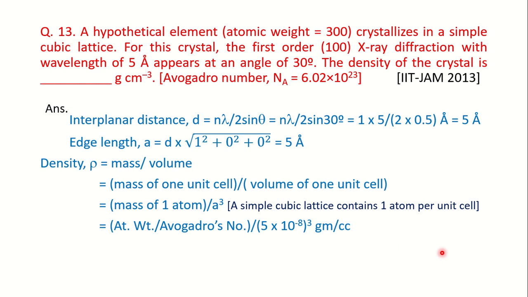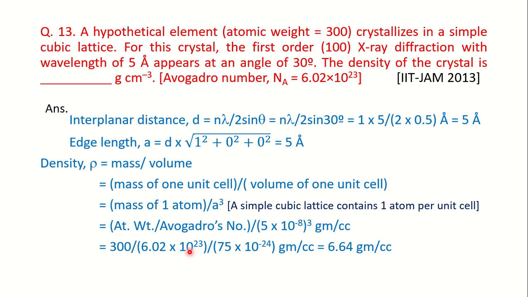So just put the value of the atomic weight, 300 gram per mole, and the value of Avogadro number. The unit of Avogadro number is per mole, and the unit of atomic weight is gram per mole. So per mole cancelled. Now gram remains, and here centimeters whole cube, that is centimeter cube. So it becomes gram per cc. So the final result is 6.64 gram per cc. So the density of that metal must be 6.64 gram per cc.